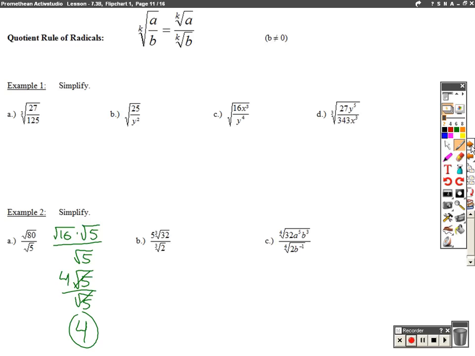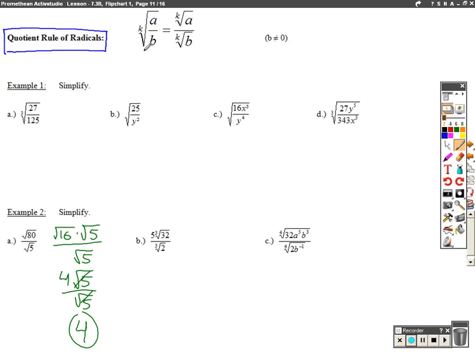Okay, here's our quotient rule of radicals, very similar to our product rule of radicals. If you want to look back at that, it basically just says if you're dividing two radicals that have the same index, then you can write it as a single radical with that same index and then just divide the radicands. Only restriction here is that b is not equal to 0 so that we don't get 0 in the denominator.